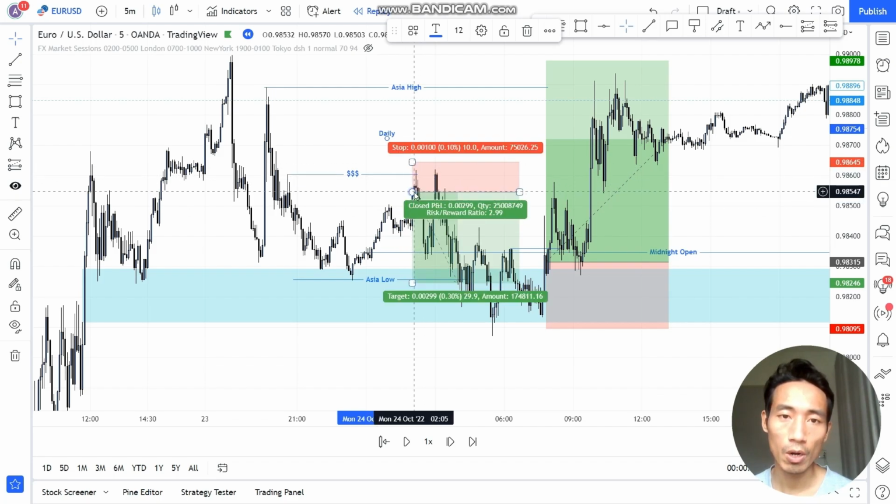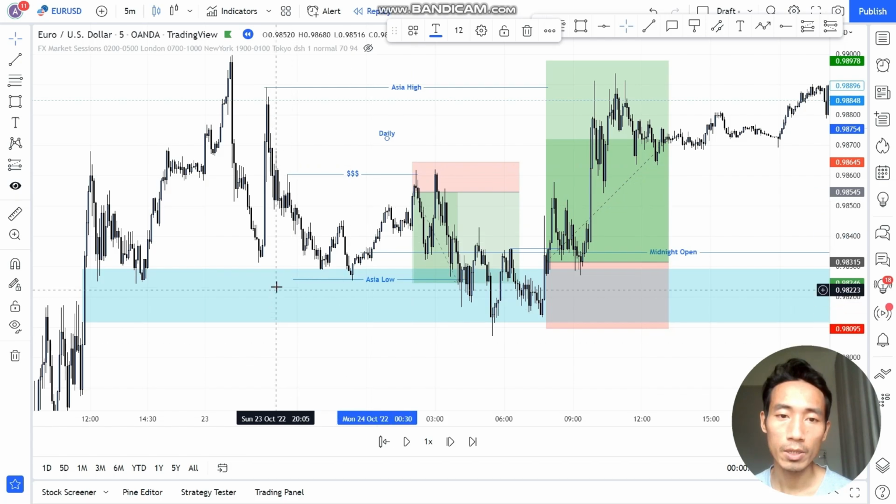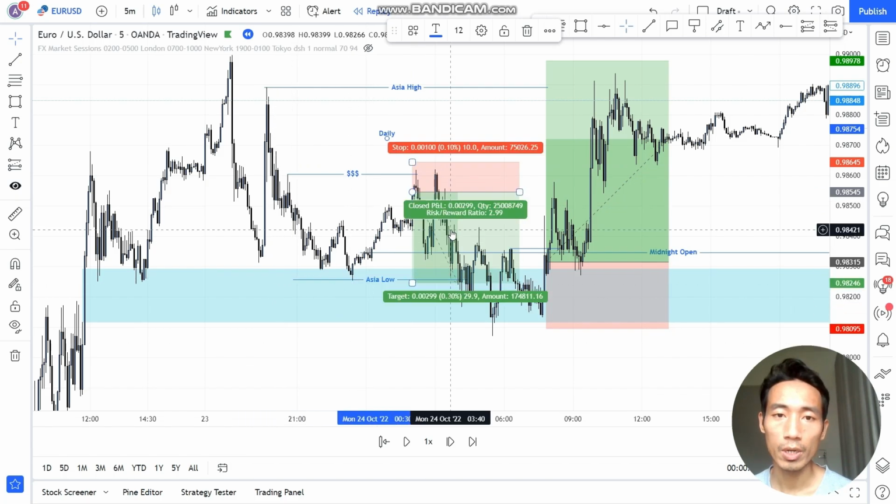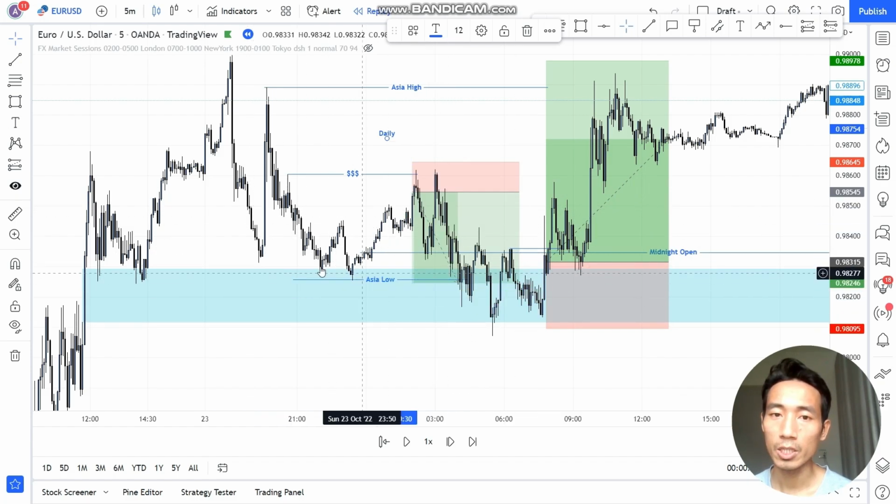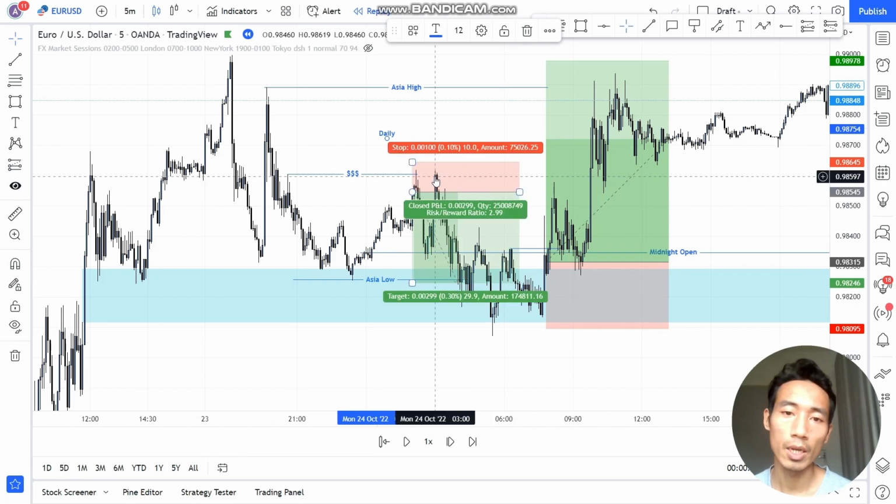chart, and I short there, stop loss right here, and I target the Asia low, 3R. Eventually price traded a little choppy, but eventually it went there and I got my TP. And this trade is set and forget. It's not an easy hold.